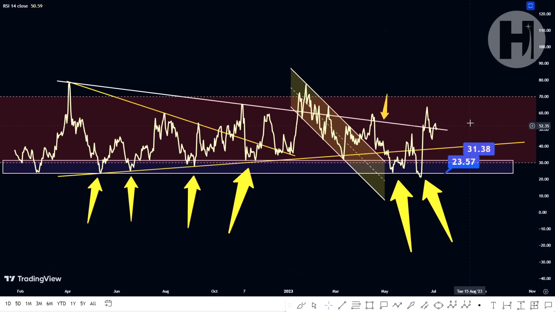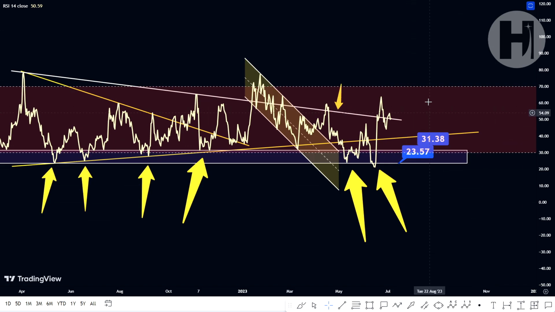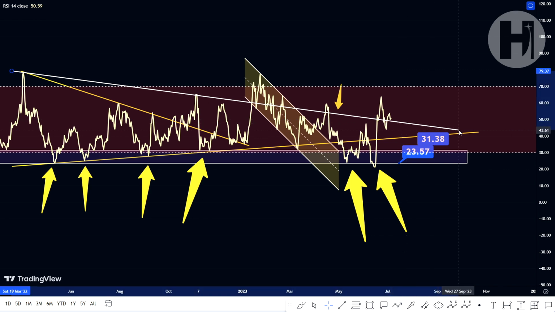So this is a pretty good support block to have on your chart, just in case you want to compare, just in case you need a few more indicators to tell you when a good buying opportunity is presenting itself. So right now the RSI is sitting at 50.5, straight in the middle, and I would be looking at a retracement.